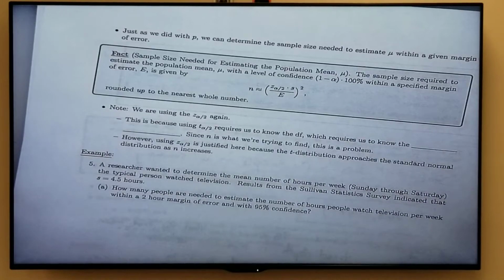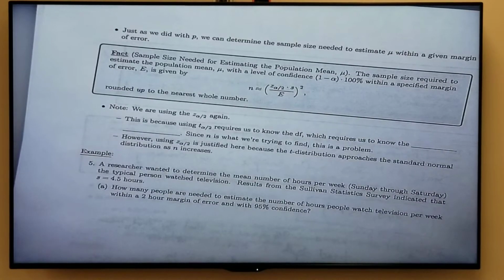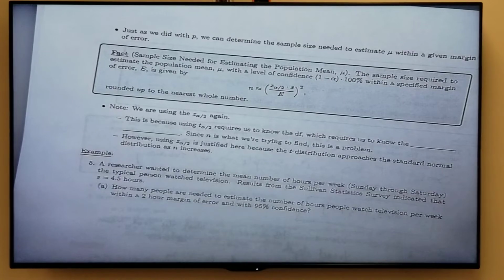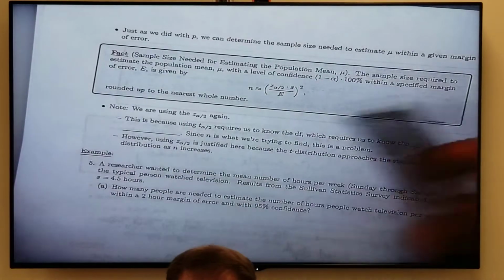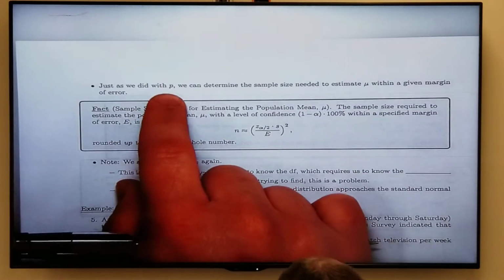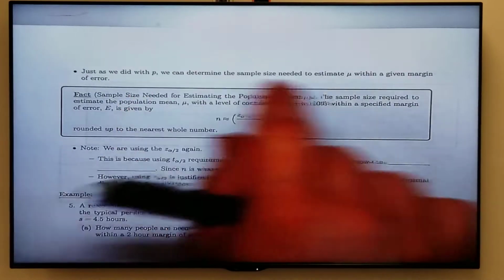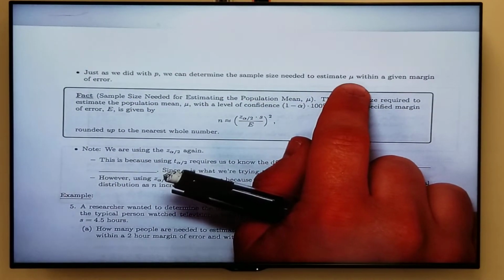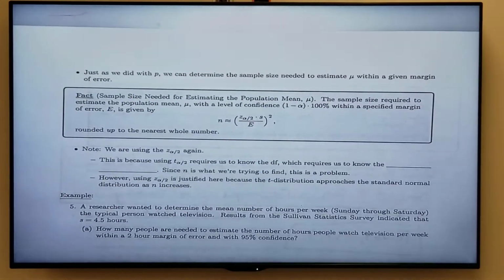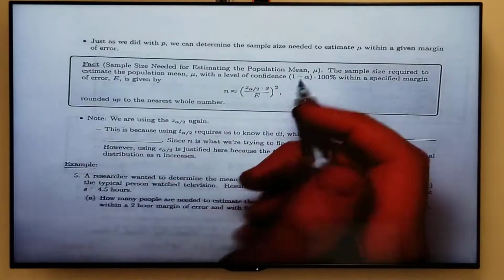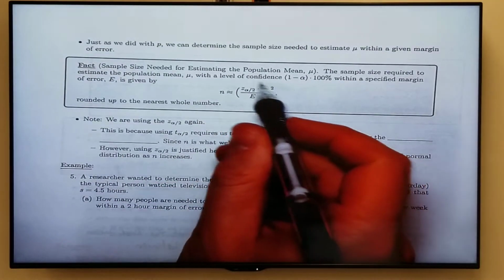Okay, last page of 9.2. So page 4 of 9.2. Just like we did with the population proportion in 9.1, we can determine the sample size needed to estimate mu within a given margin of error. Okay, and here's the formula that we use to do that.